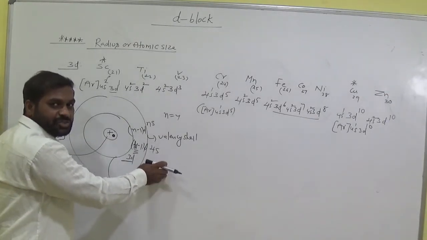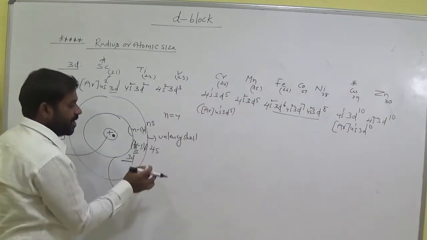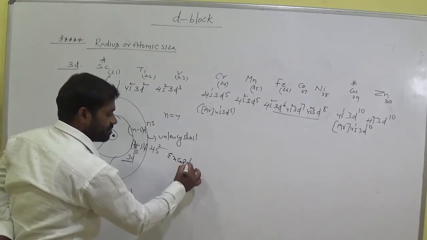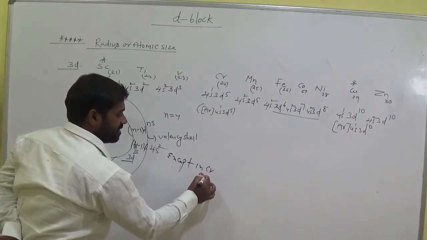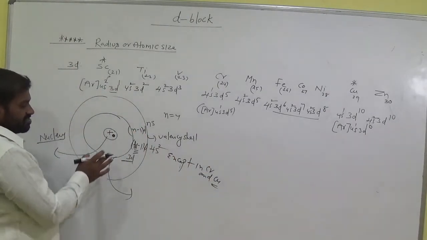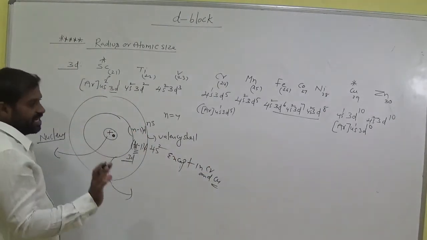So the ns electrons have no change. It mostly consists of 2, except in the case of chromium and copper, where it consists of only 1 electron in s. Am I right? Okay, so keep it in our mind.